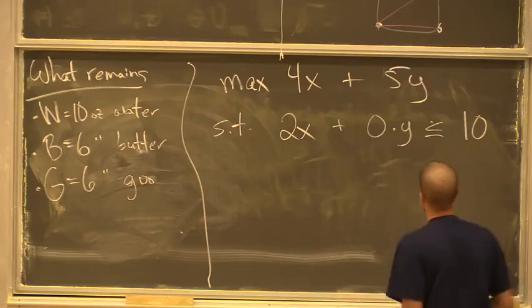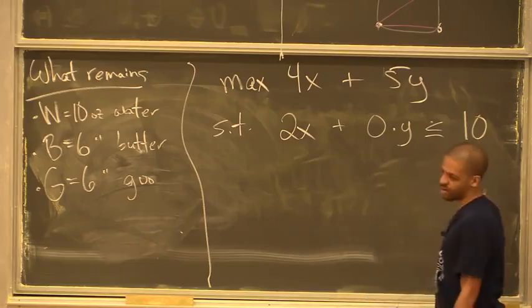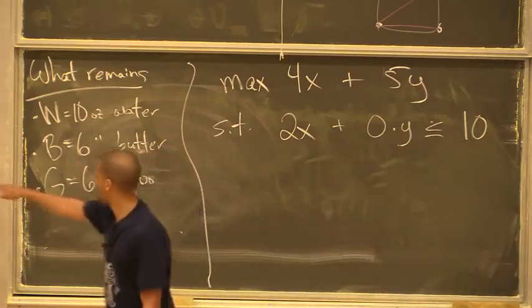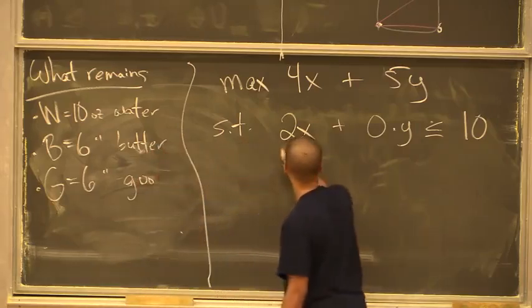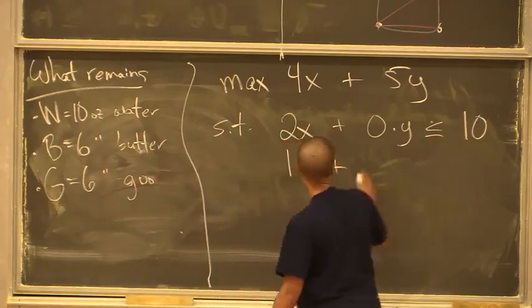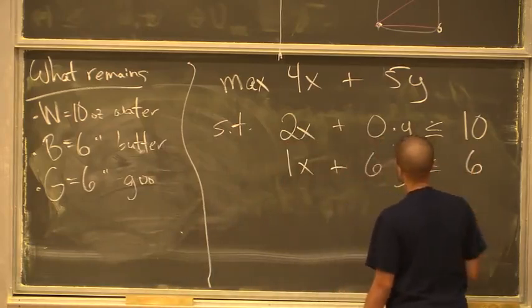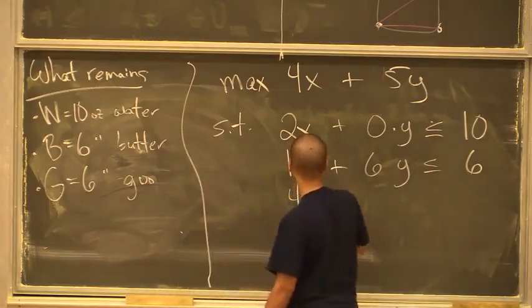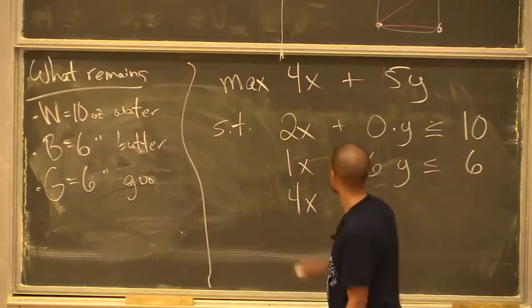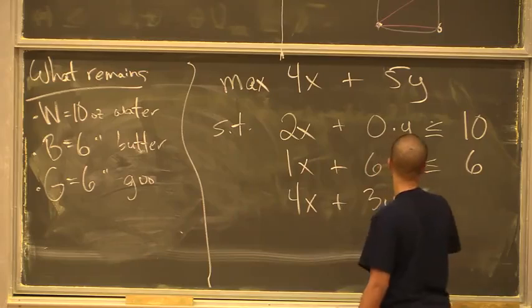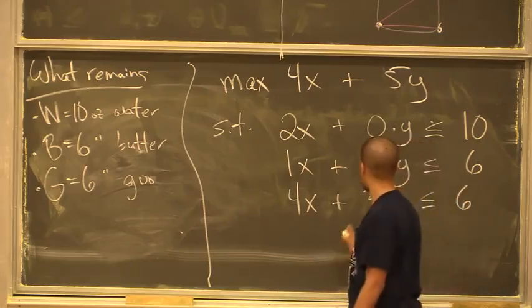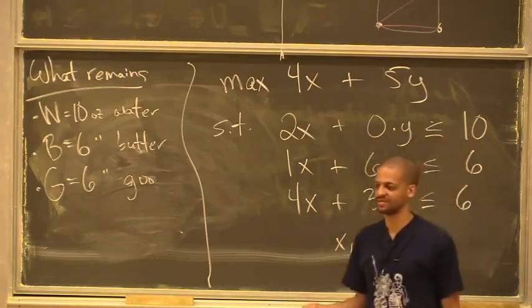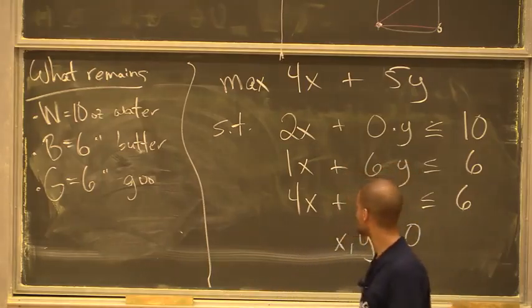So that's one constraint. There's a constraint for water, a constraint for butter, and a constraint for goo. What's the constraint for butter? 1 times x, because making 1 ounce of foo costs 1 butter. 1x plus 6y is at most 6. And then finally, 4x, because every ounce of foo I make uses up 4 goos, plus 3y is at most 6. And I also have the constraint that x and y have to be at least 0. I'm not allowed to make negative stuff. There's no such thing as making negative items.